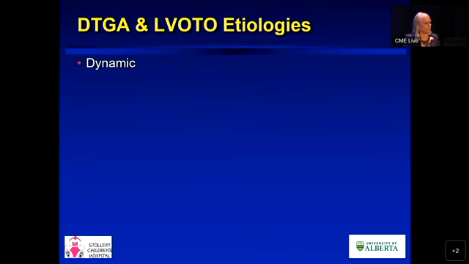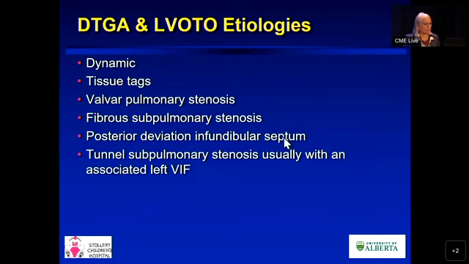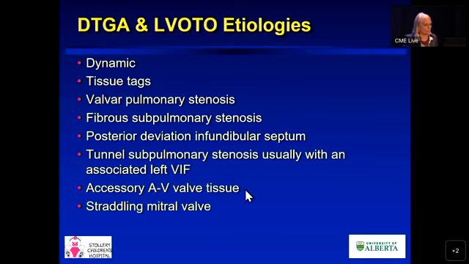So you have dynamic lesions. You can have tissue tags. You can have valvar pulmonary stenosis, fibrous subpulmonary stenosis, posterior deviation of the infundibular septum, a tunnel subpulmonary stenosis, usually with an associated left VIF, and then accessory AV valve tissue, some of which you can manage and some of which you can't manage. It depends on whether it's an important part of the valve and whether it really causes significant obstruction.